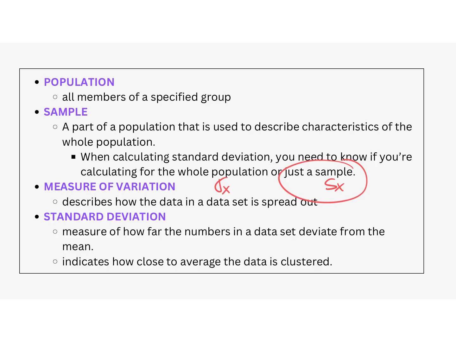The measure of variation just describes how the data in a set is spread out. And one of those measures of variation is standard deviation. So it measures how far the numbers in a data set deviate from the mean. So basically, it indicates how close to the average the data is clustered.